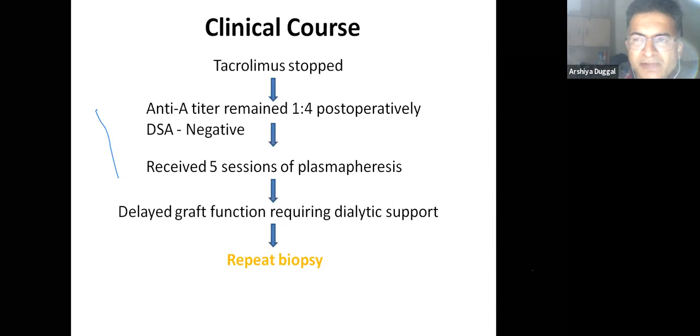So if histopathology shows TMA, even if the titers are normal, you have to think of TMA due to CNIs or TMA due to AMR. Those kinds of possibilities you have to keep. And even the DSA is mostly negative in the majority of these cases. So anti-A titers remained 1:4 post-operatively. DSA was negative. This patient received 5 sessions of plasmapheresis. There was a delayed graft function requiring dialytic support, and a repeat biopsy was done just to understand whether the TMA has progressed further or whether there is reduction in the degree of TMA.